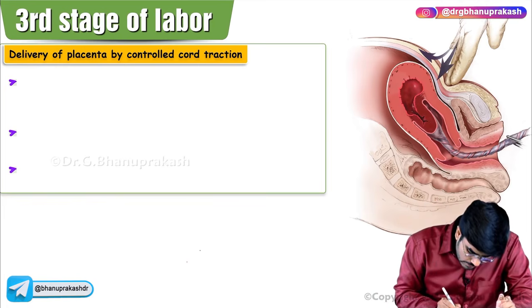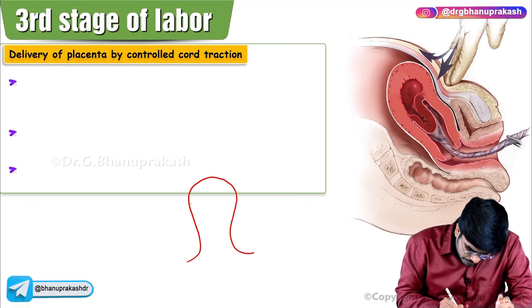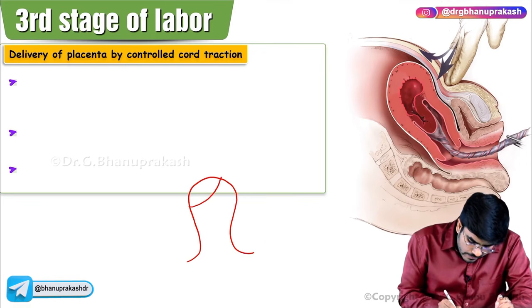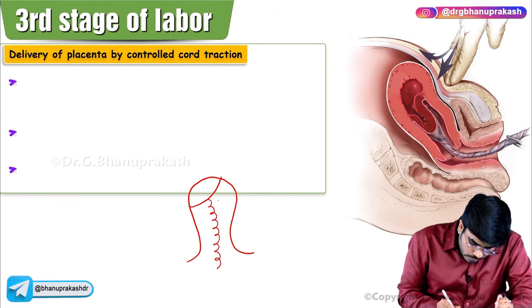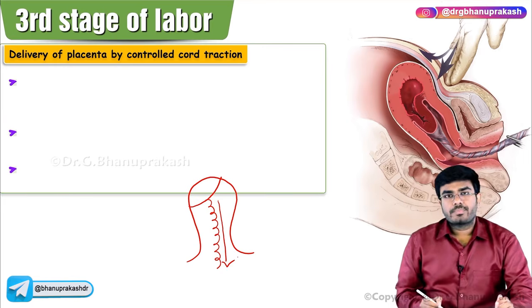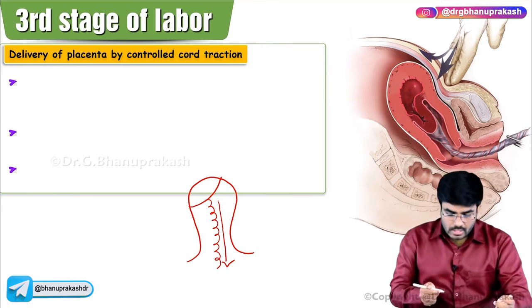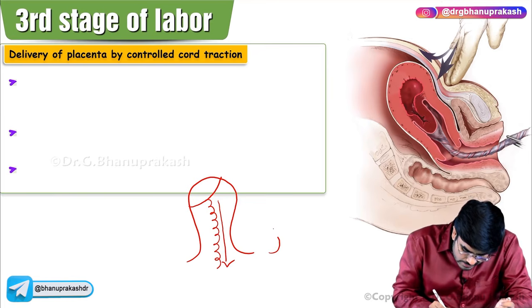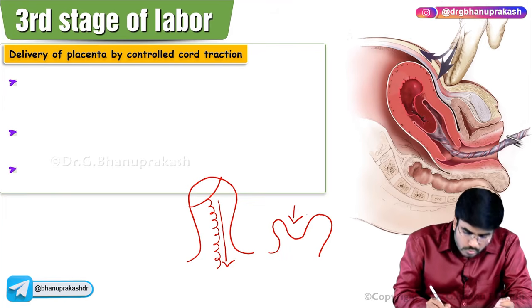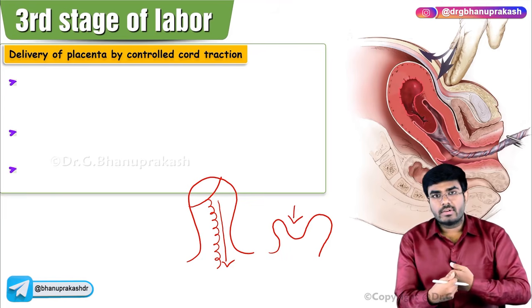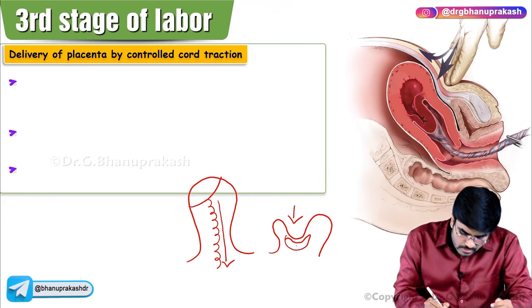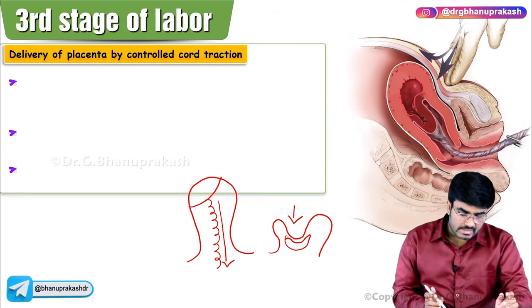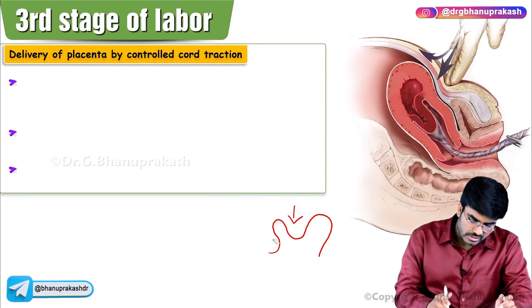For example, concentrate here. If this is the uterus, here is the placenta, and this is the umbilical cord. Now you try to apply inappropriate traction. What happens? The uterus will become something like this. The fundus of the uterus is going to invert, that is the inversion of the uterus. So here is your placenta. Inversion of the uterus is the result of inappropriate management of the third stage of labor.